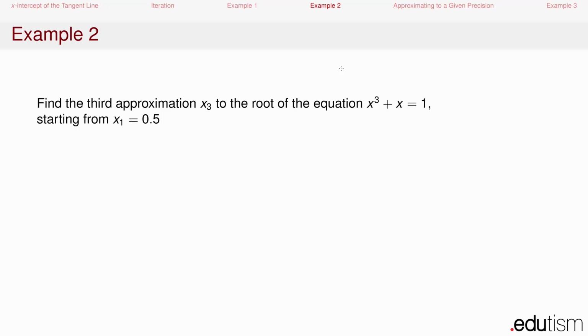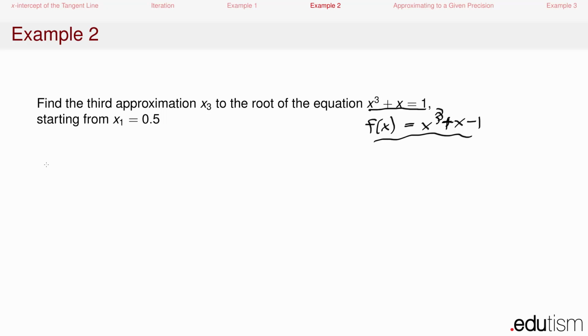This method, Newton's method, can be used not only to find x-intercepts of functions, but also to find roots, solutions of equations. Basically, if we want to find the approximation to the root of the equation x cubed plus x equals 1, we just mentioned that the root of this equation, the solution of this equation, is the same as the x-intercept of the function f of x equals x cubed plus x minus 1. Basically, those are the same things, so we're going to use Newton's method. We're going to find the x-intercept of this, and that'll also be the solution to this equation.